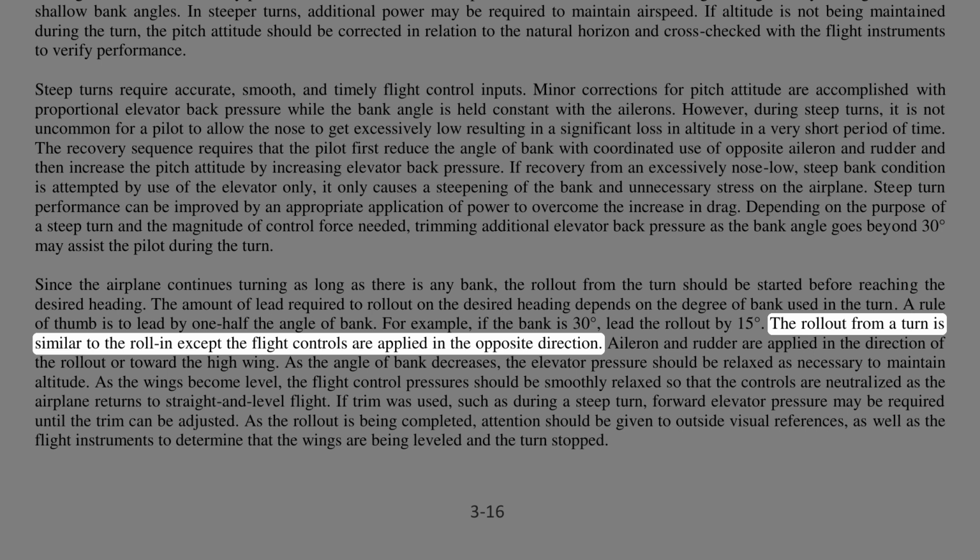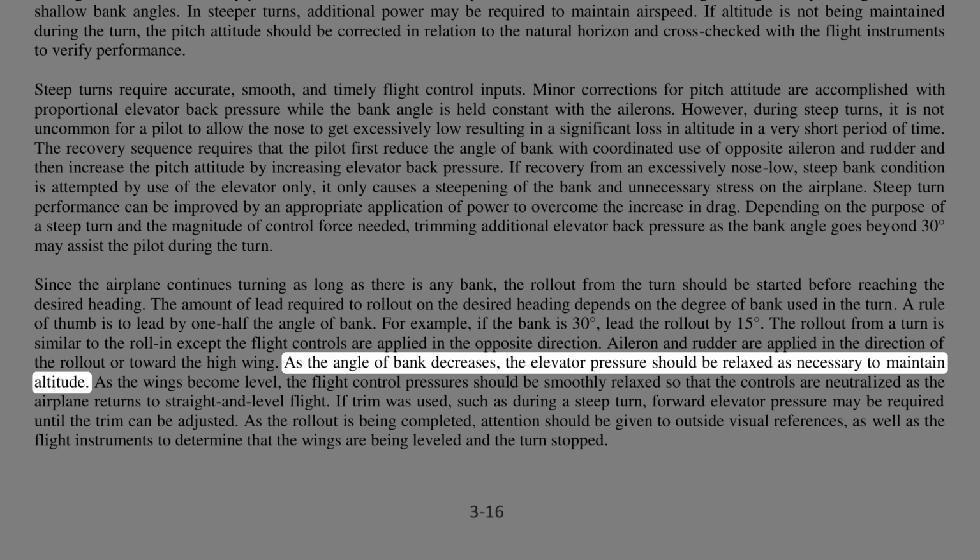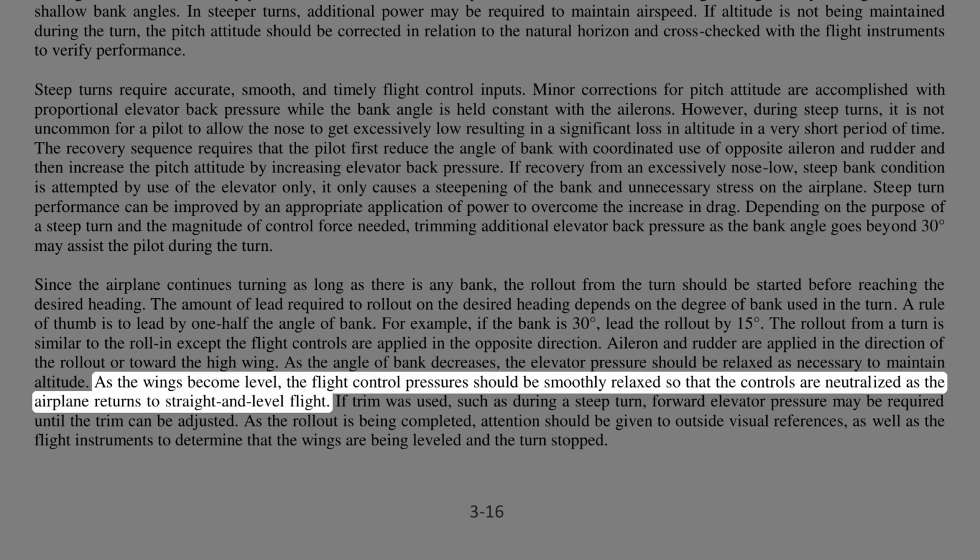The rollout from a turn is similar to the roll-in, except the flight controls are applied in the opposite direction. Aileron and rudder are applied in the direction of the rollout or toward the high wing. As the angle of bank decreases, the elevator pressure should be relaxed as necessary to maintain altitude. As the wings become level, the flight control pressures should be smoothly relaxed so that the controls are neutralized as the airplane returns to straight and level flight.